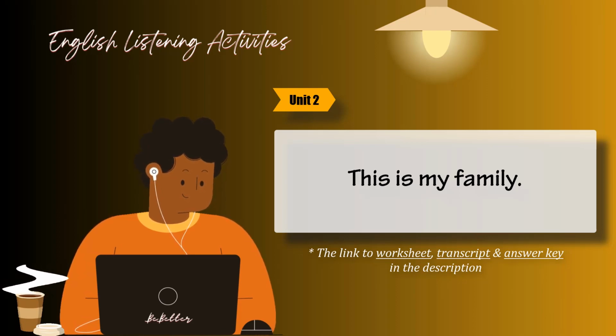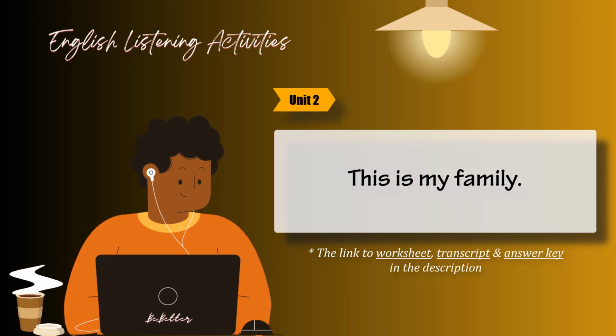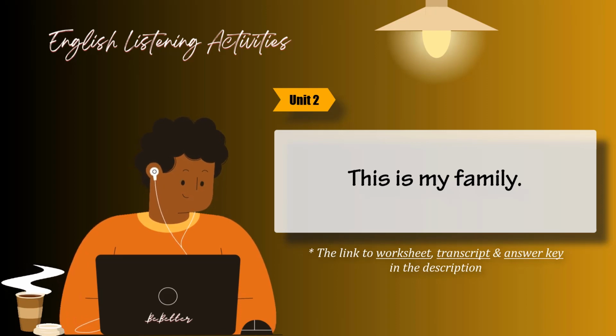Task 5. Listen to Naomi. Read the statements and circle true or false. Then listen again and complete the family tree.